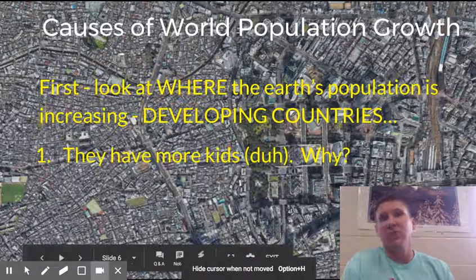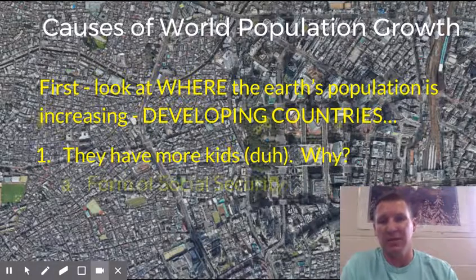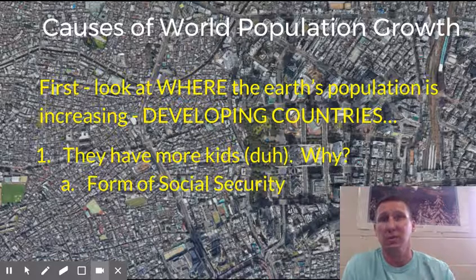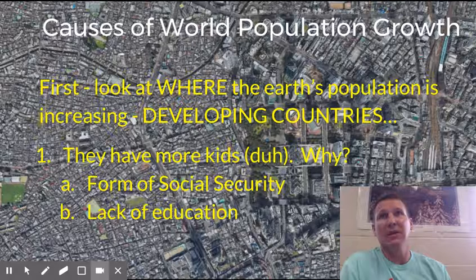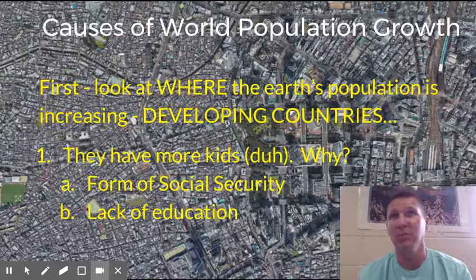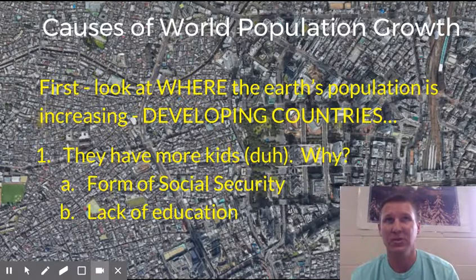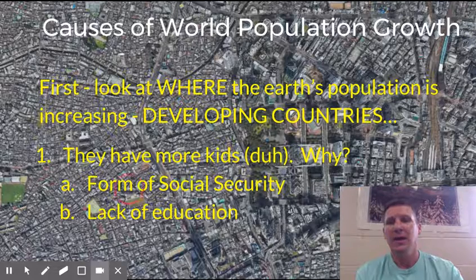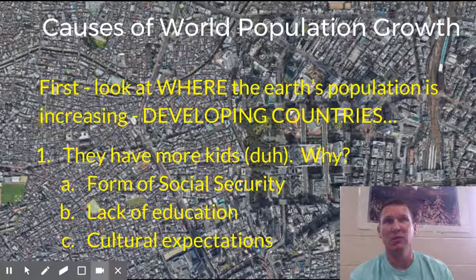So the first reason, besides them just having more kids, is that it's a form of Social Security. Secondly, they also need to be educated on things like birth control and family planning. Now, there are some countries where birth control might be against their religious beliefs, and so in some countries this might not work. A third reason, or a third issue, is cultural expectations.